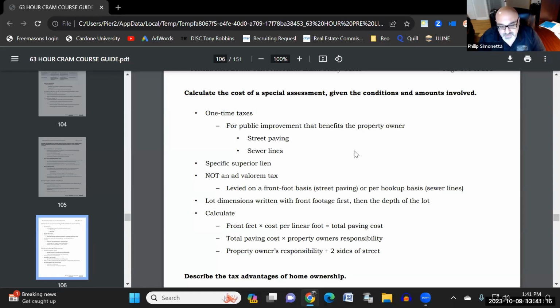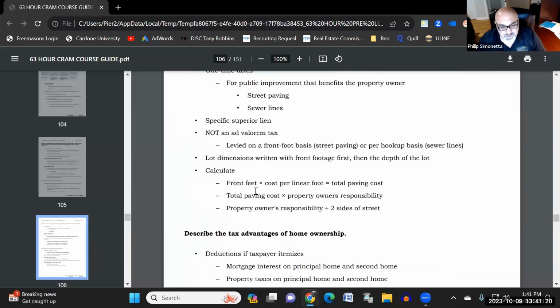Okay, lot dimensions are written with frontage first and then the depth of the lot second. So you take the front feet times the cost per linear foot, and that gives you the total paving cost. The total paving cost times the property owner's responsibility, and the property owner's responsibility is divided by 2 sides of the street, right?